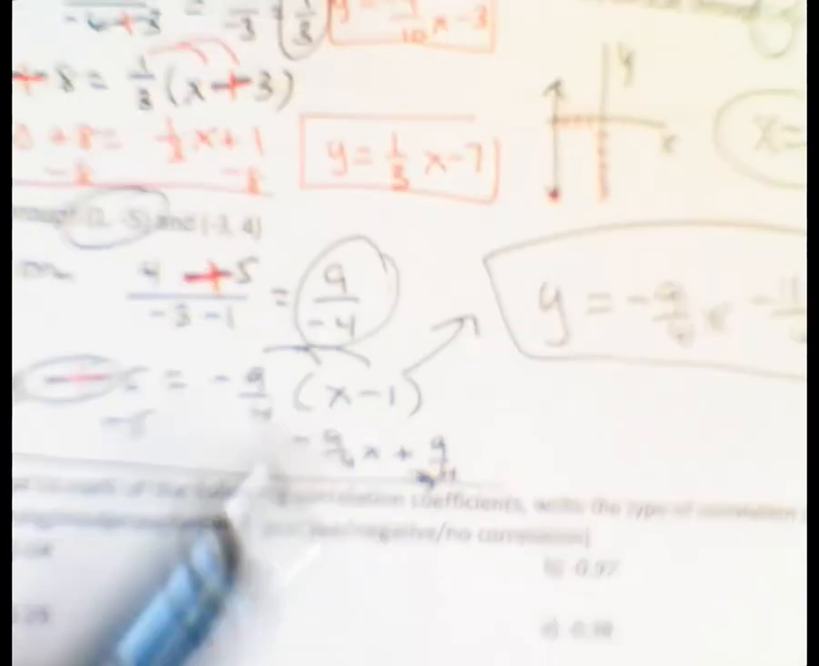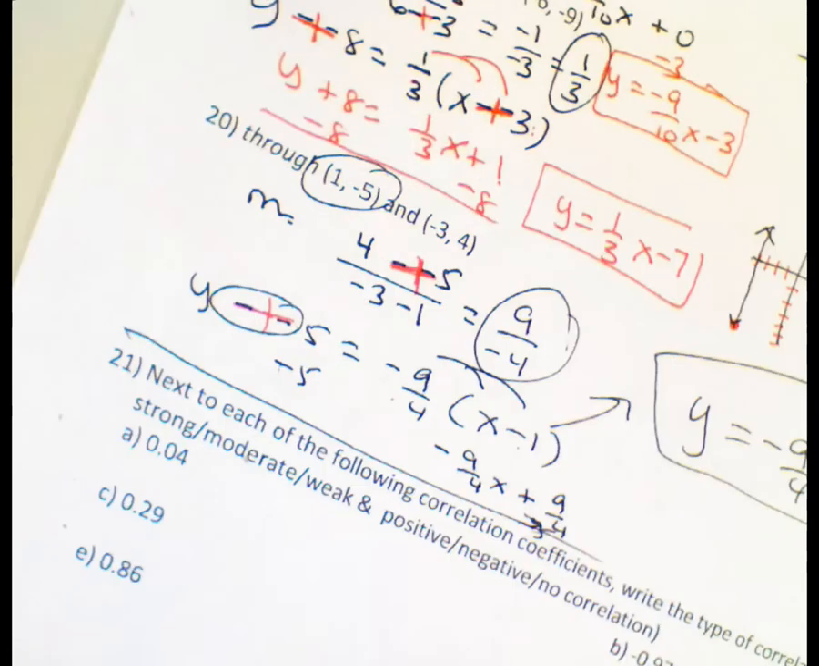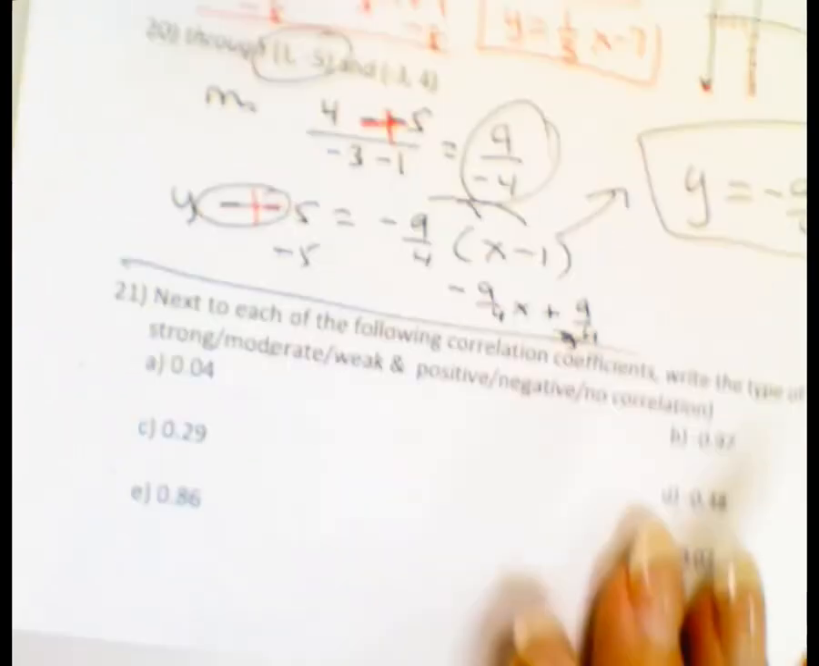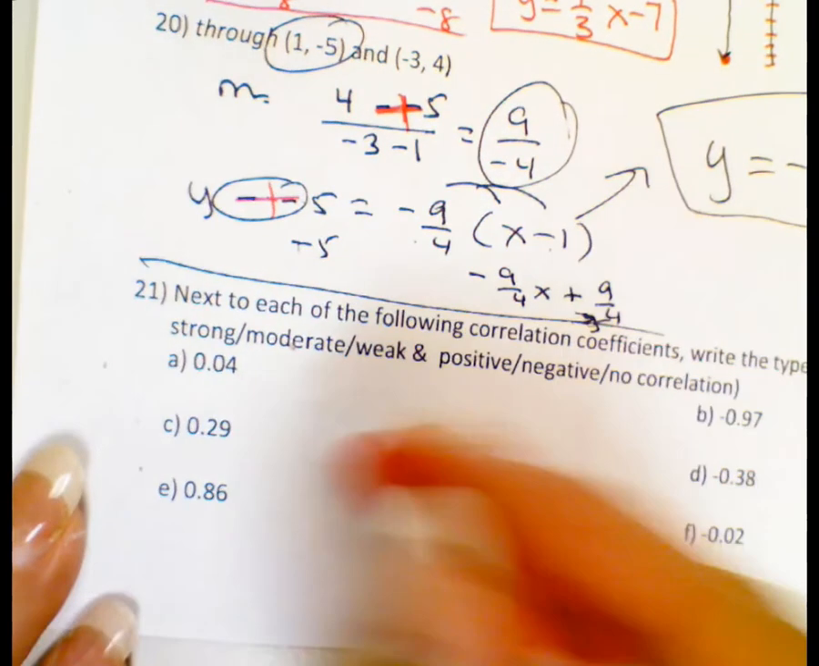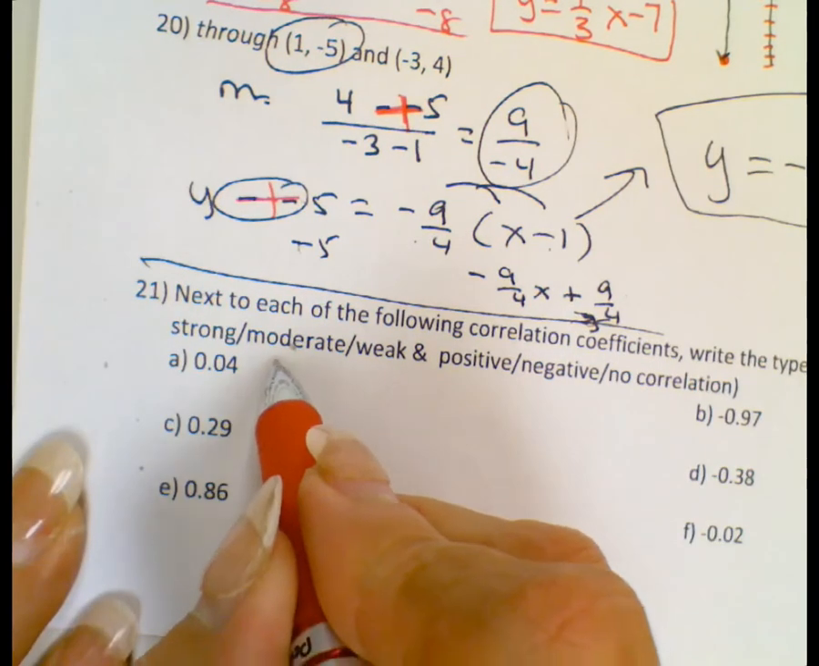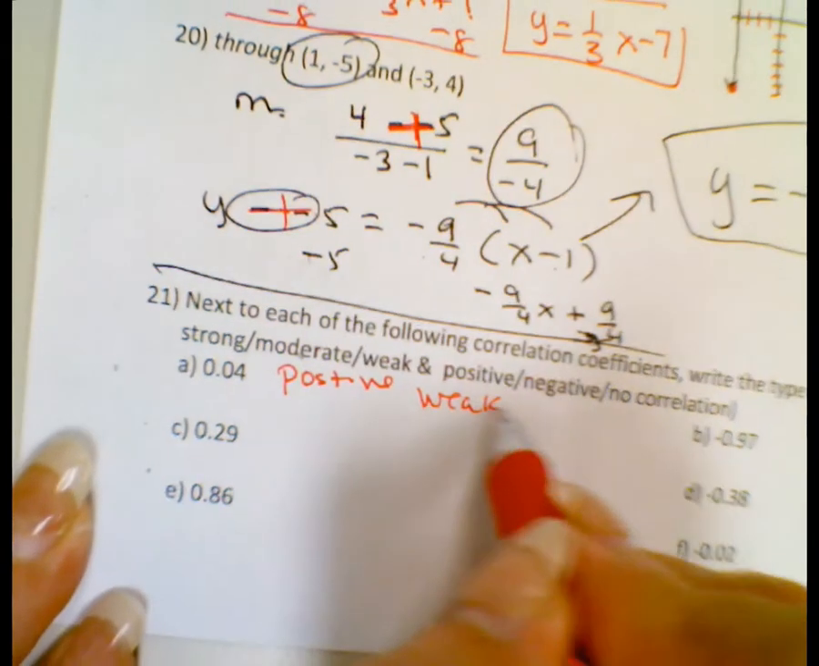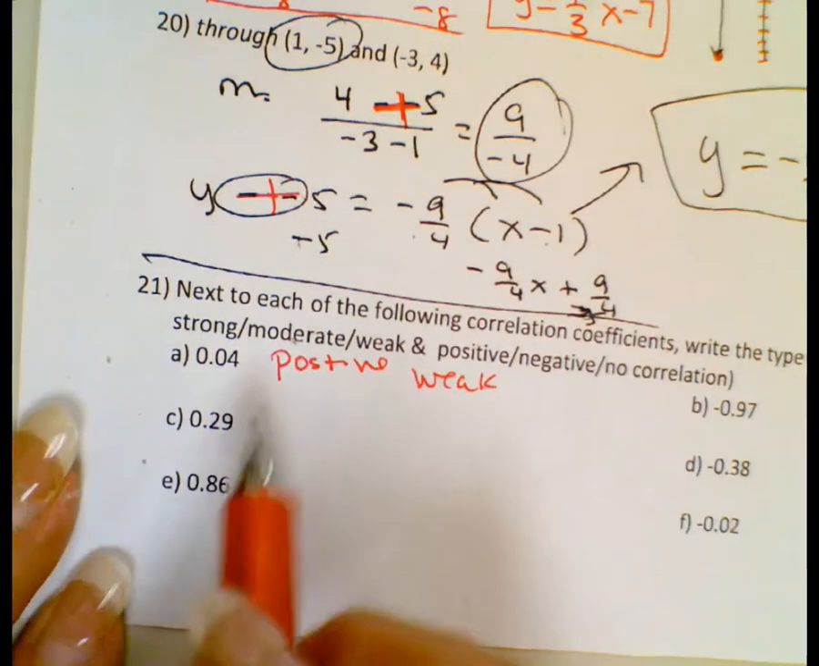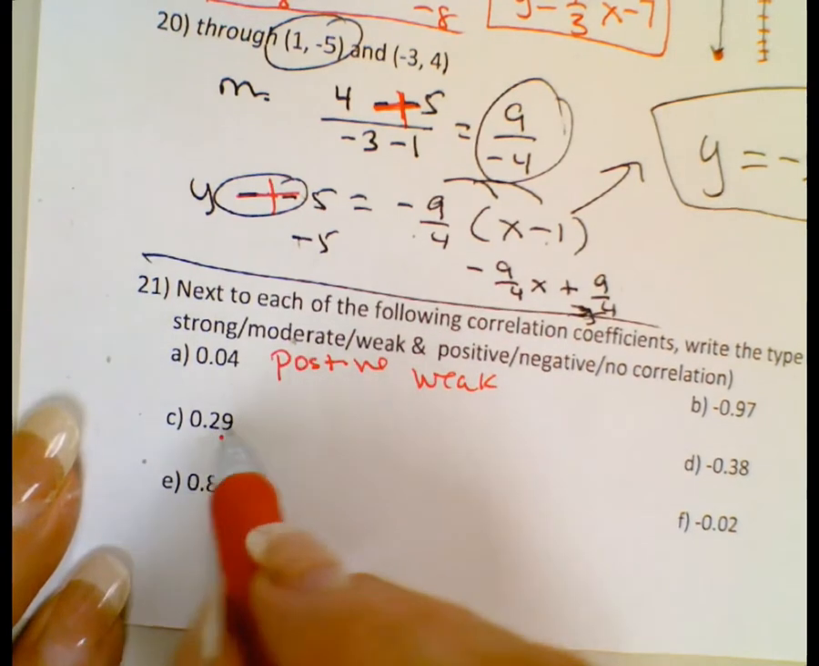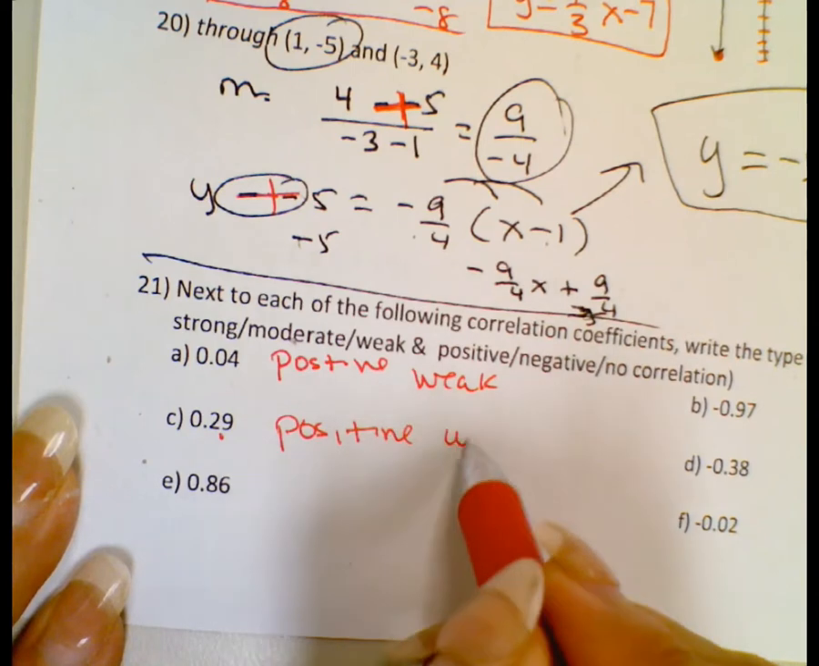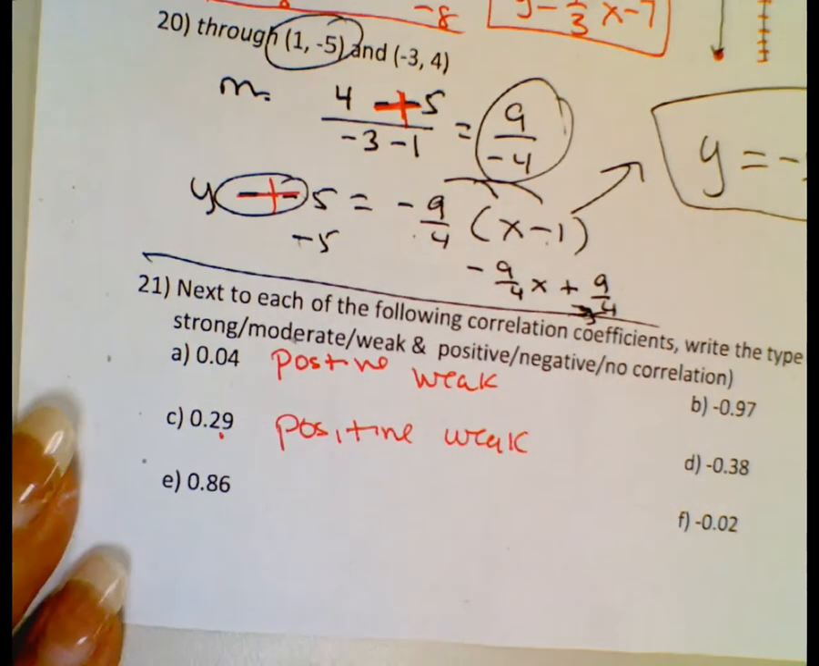So in this problem, think of 1 like it's $1. 0.04 is like 4 cents. That is really far away from 1. So you would say positive because it's positive, and it's weak because it's really far away from 1. 0.29 is like 29 cents. Is that close to $1? No, but it's positive, and it's weak because it's far away from $1.